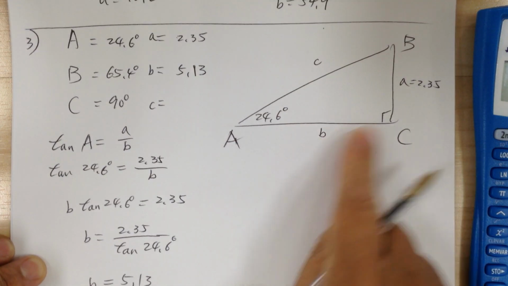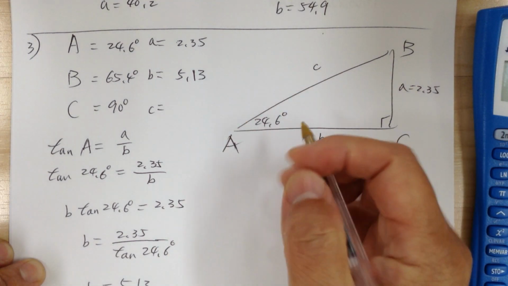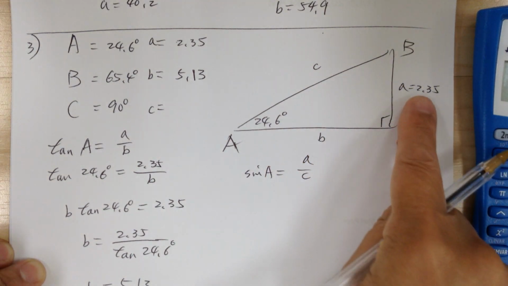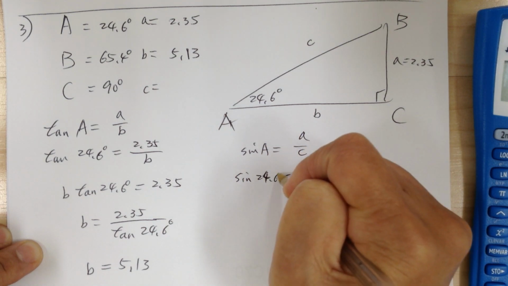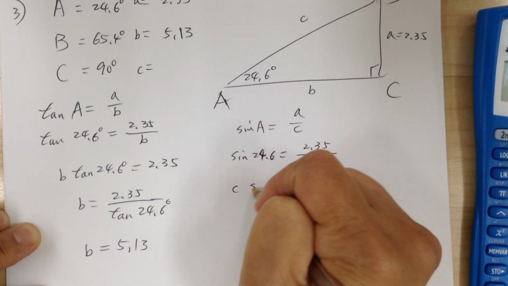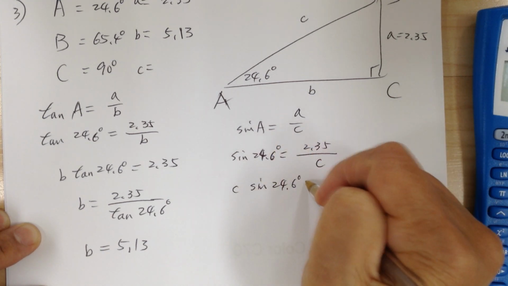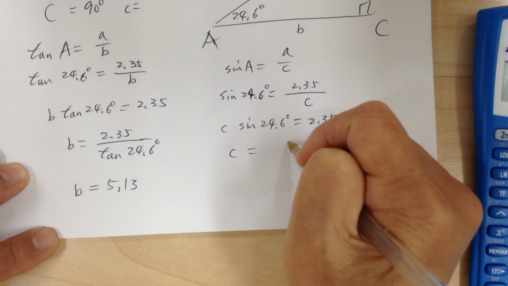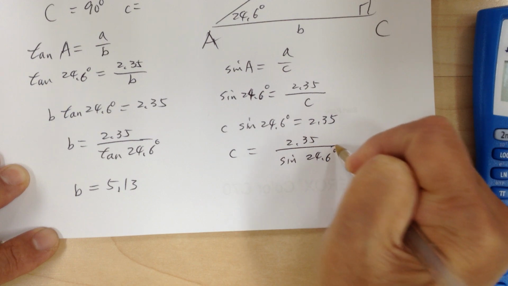Now to find c, you have to use what's given. So these two, that's your sine function. So you're going to get sine of A equal to a over c. Right? It's opposite over hypotenuse. So substitute all your values in here. So you're going to get 2.35 over c. So cross multiply. So you got c times sine of 24.6 degrees. Make sure you write the little circle because that's important. Okay, equal to 2.35. Then you have to divide. So you get c equal to 2.35 over sine of 24.6 degrees.